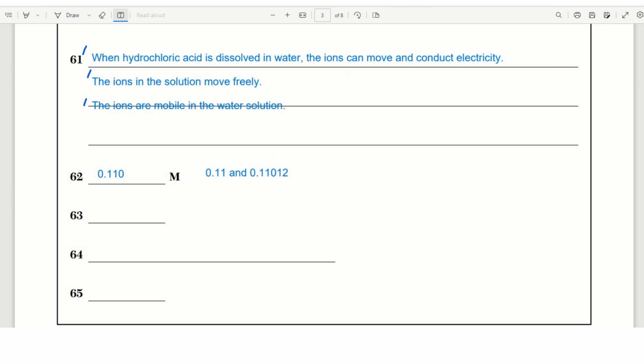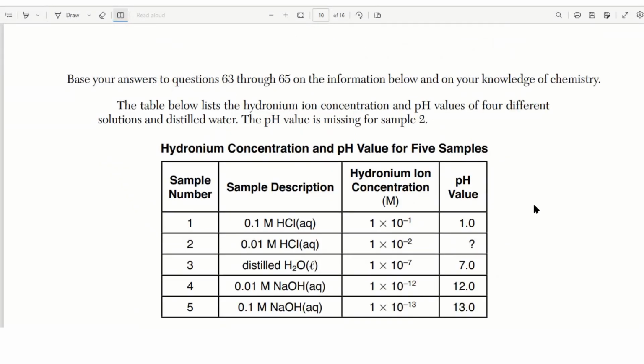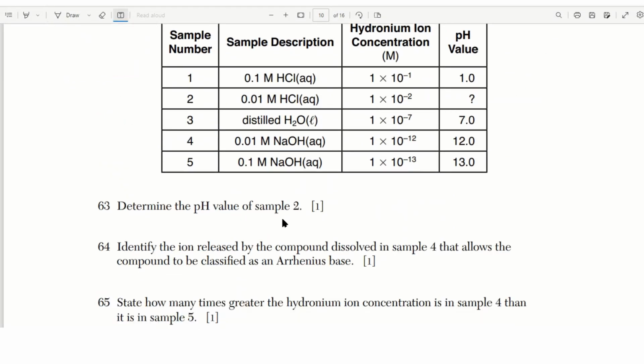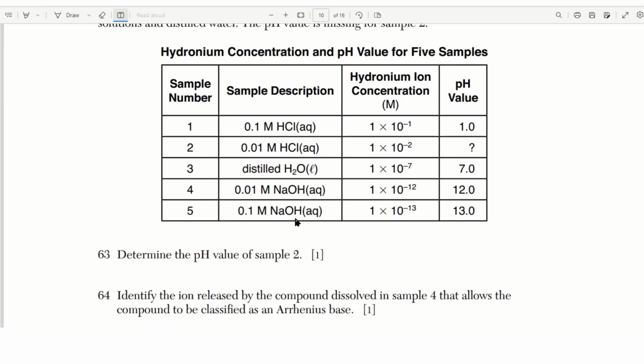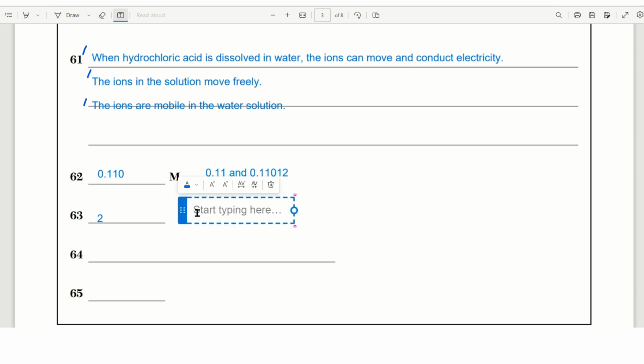Those are acceptable. Okay. For number 63, here we are at the last part of B2. Determine the pH of sample 2. All right, well, I have to look at the table, right? So let's look. When the concentration is 1 times 10 to the negative 1, the pH is 1. When it's 1 times 10 to the negative 7, the pH is 7. When it's 1 times 10 to the negative 12, so what do you think the pH of sample 2 is? 2, right? 2. Other acceptable answer would be 2 or 2.0. Okay, so it didn't say you had to write a number.